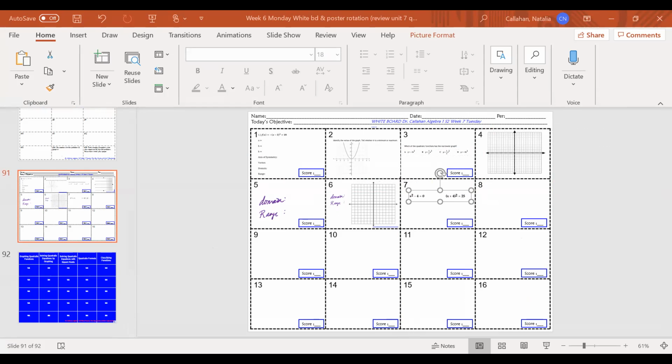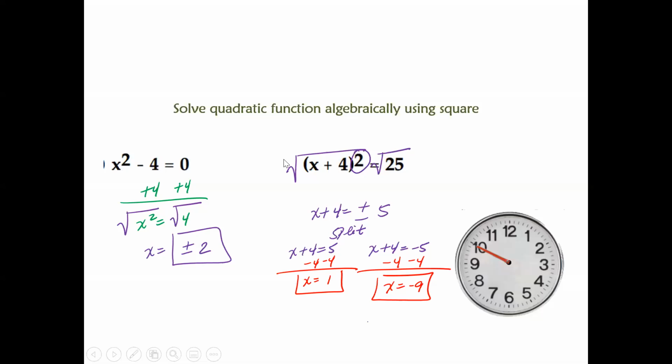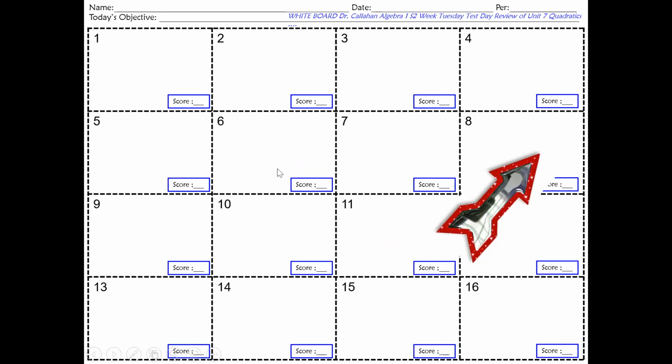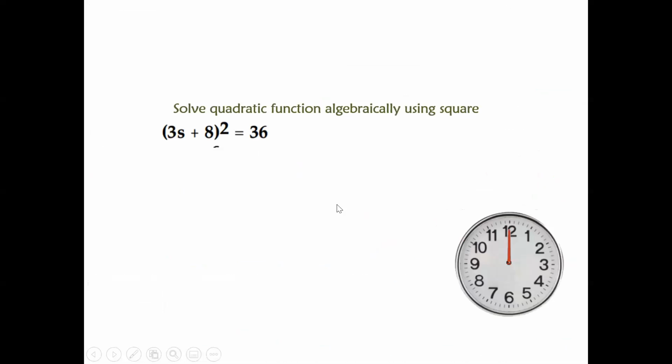Okay, number 8. For number 8, we are to solve the quadratic algebraically using square roots. So the first thing to do is to square root both sides. The square root and the square cancel, and 3s plus 8 equals plus or minus 6.